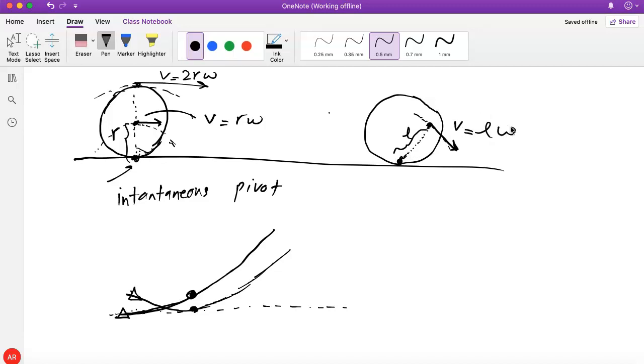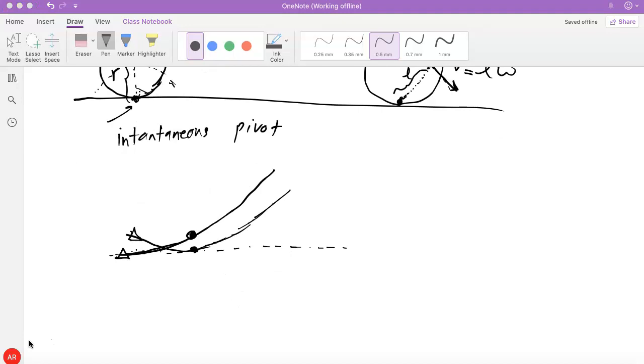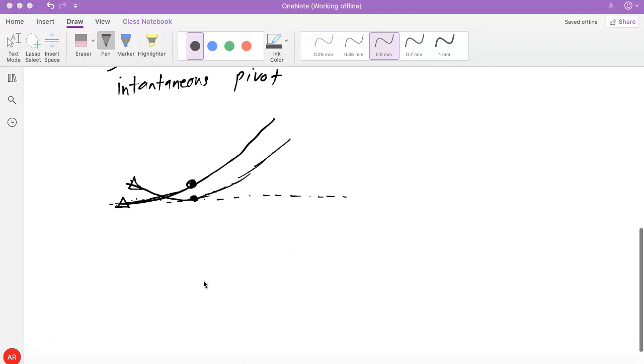So this is one way to visualize rolling without slipping. It's just working in the reference frame that's attached to the ground, in which the ground is stationary, and instantaneously the velocity of the point of contact is 0 because it's not slipping with respect to the ground. So for very short times, we can view the motion as rotation around that point of contact. All right, now there is an alternative way to view this motion.